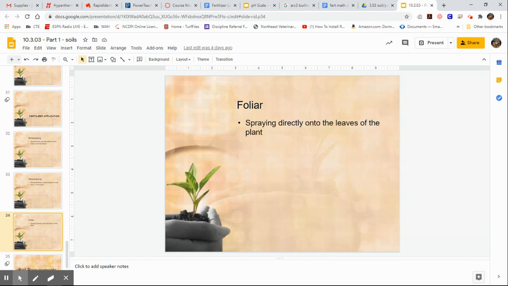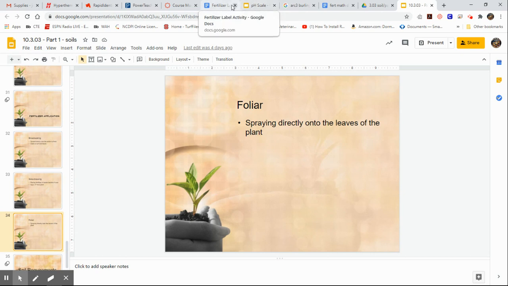Now, when you're broadcasting or side dressing, you're going to use a granular fertilizer, so it's going to be hard. Remember, in order for a plant to take up any kind of nutrients, it first has to be a liquid. So foliar is a liquid fertilizer. If you've ever used Miracle-Gro, it's a liquid, and you spray that right on the plants, and then the plants absorb it up through their leaves. So those are all of the notes that we did today.